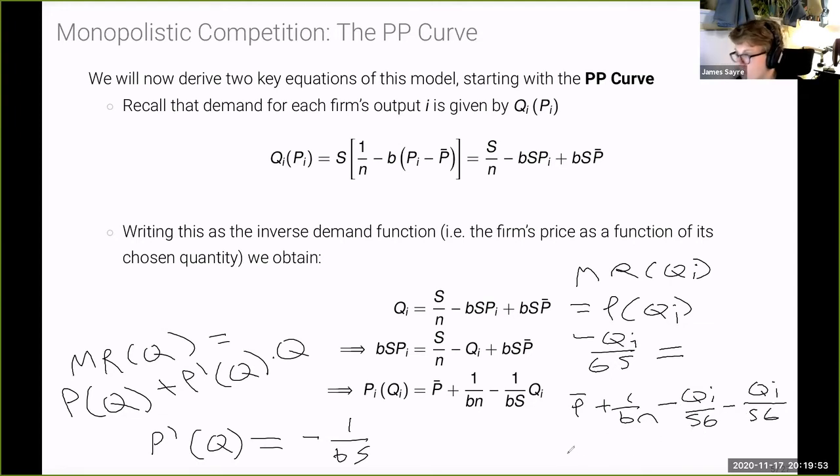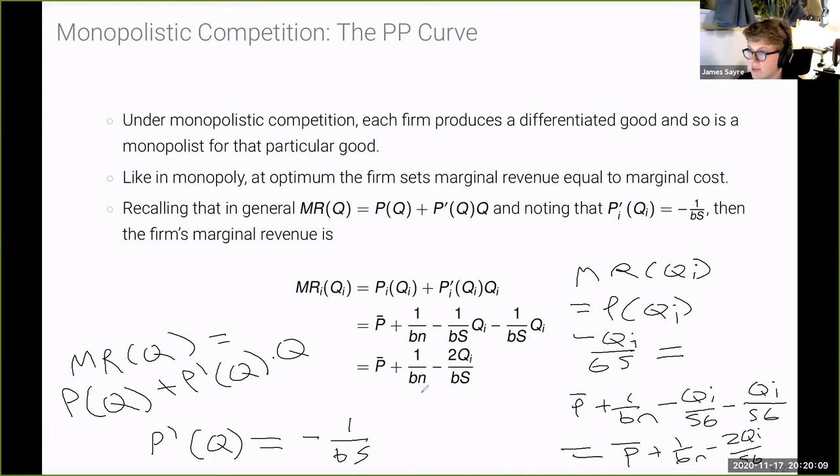And so then what is this equal to? Well, I can notice that I can just combine these qi over sb terms. So what do I get? I get p bar plus 1 over bn minus 2 qi s over b. Okay, and so that's what my marginal revenue is here. And so the slides hopefully say the same thing.